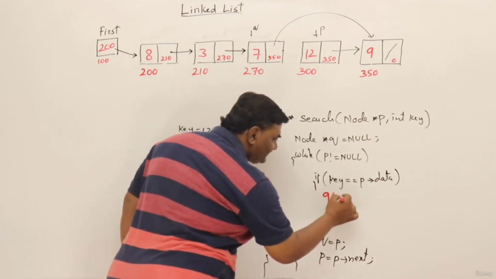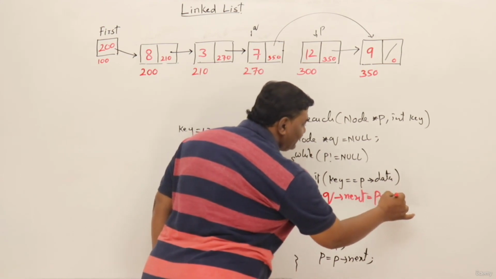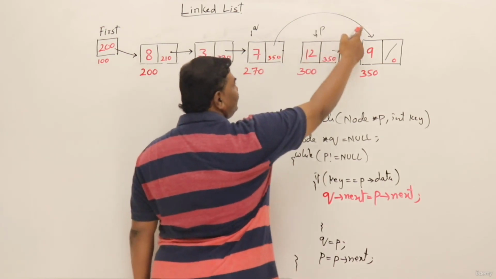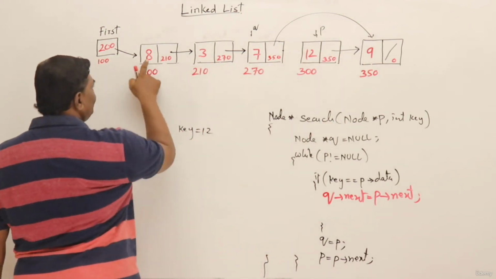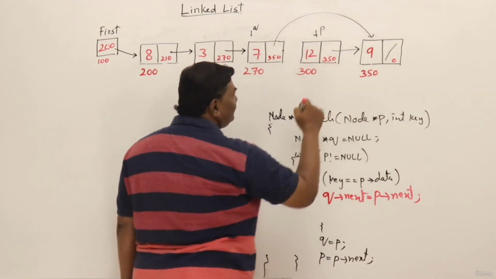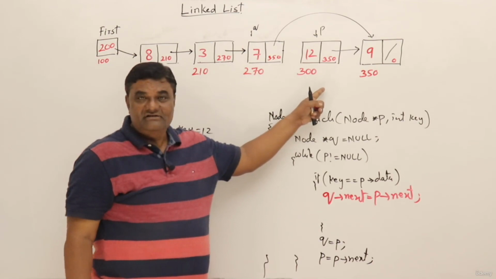In Q's next, write P's next. So this link is changed. Now if you come from the first node, after 8 it is 3, after 3 it is 7, after 7 it is 9. So this node is removed from the linked list.